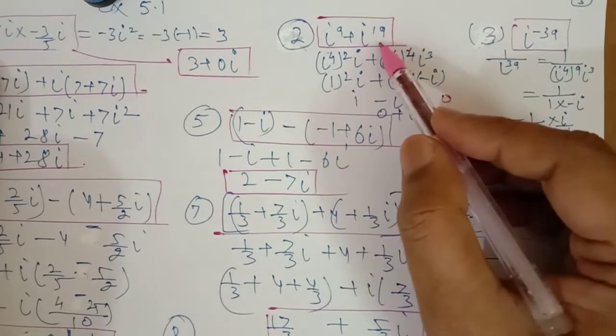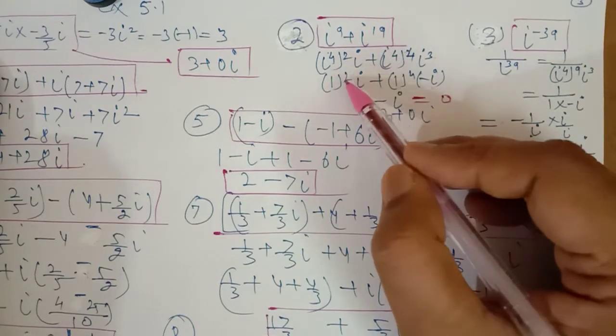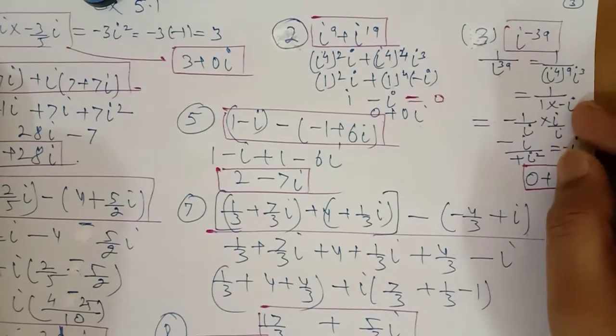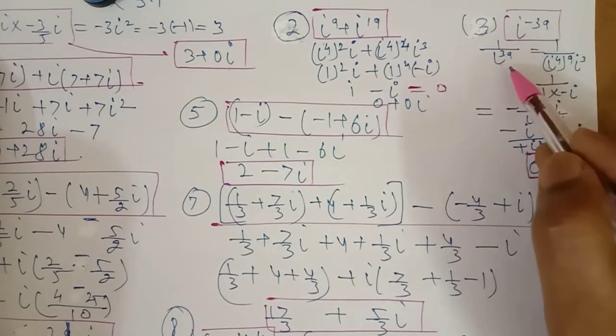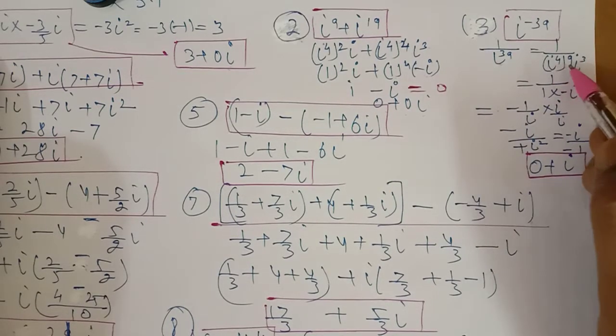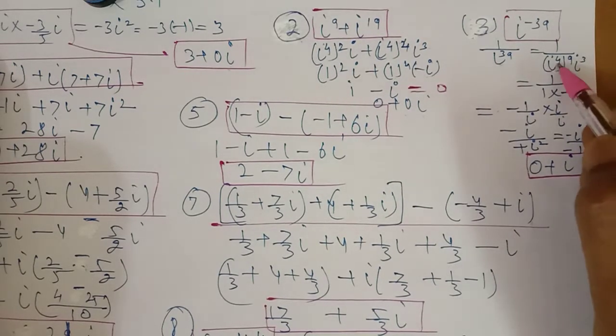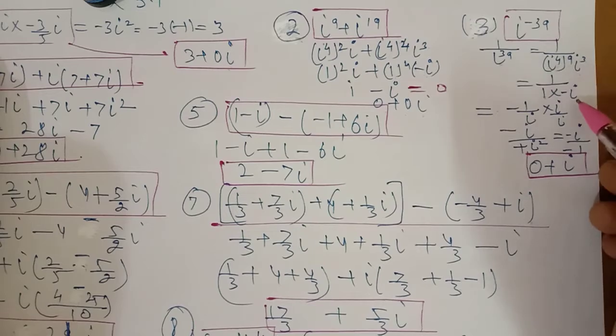So whenever we have a high power of i, you always convert it into a multiple of 4, so that you can use i raised to power 4 is equal to 1. Here we have i raised to power minus 39. First of all, make it positive. Write it in the multiple of 4, that is i raised to power 4 into 9 into i cube, since 36 plus 3 is 39. So i raised to power 4 is 1, 1 raised to power 9 is 1, and i cube is minus i.